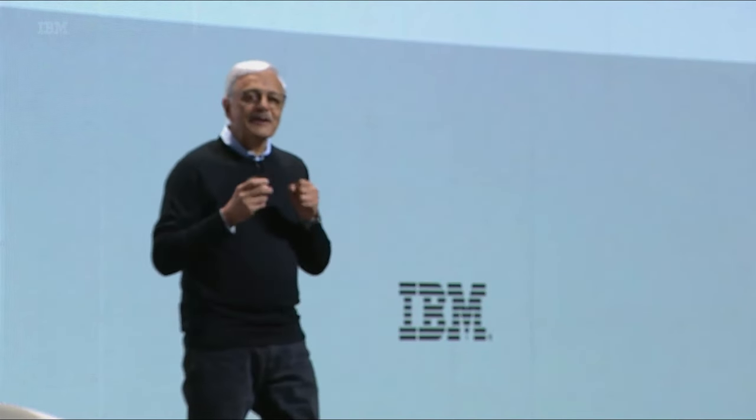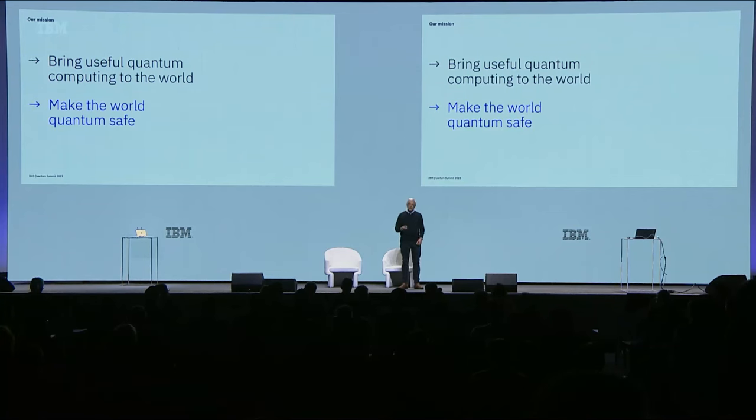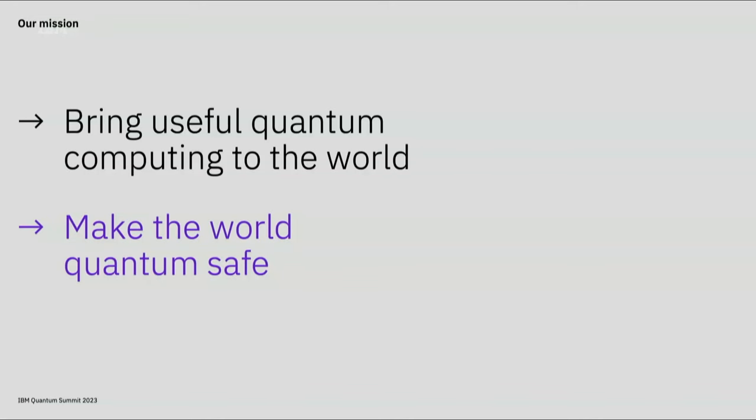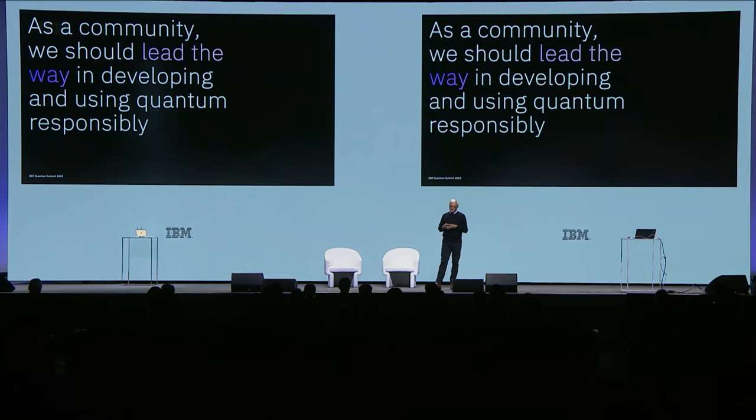I know you are. Anyway, you have heard that we have launched the era of quantum utility, right? So in addition to bringing useful quantum computing to the world, we are committed to, focused on, and have also made great progress in making the world quantum safe. So what does making the world quantum safe really mean? What it means is that we are going to work collaboratively with our clients across the industries and partners across the ecosystem to chart a course for the development and deployment of quantum technologies in a responsible manner.